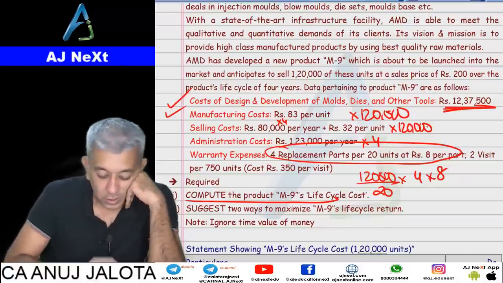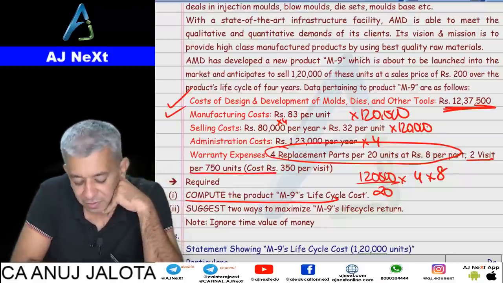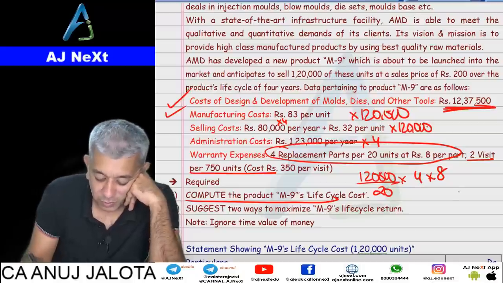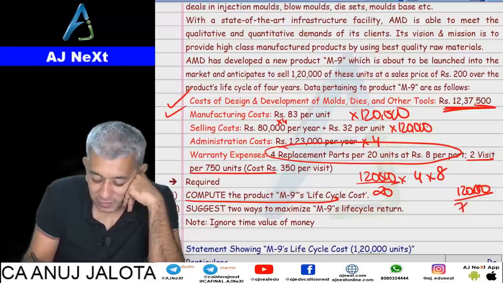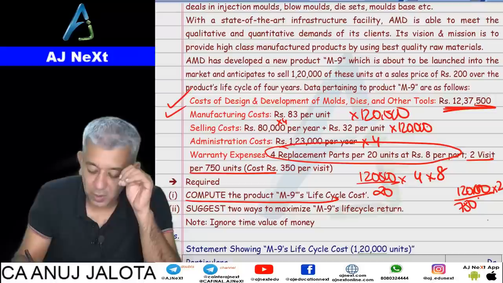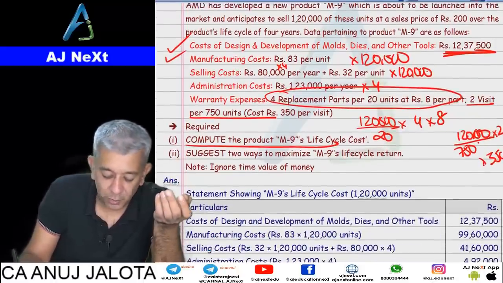Further, 2 visits per 750 units. Cost will be rupees 350 per visit. So 120,000 divided by 750, into 2. These many visits will be required. You multiply by 350. I guess that is whatever would have been done over here.